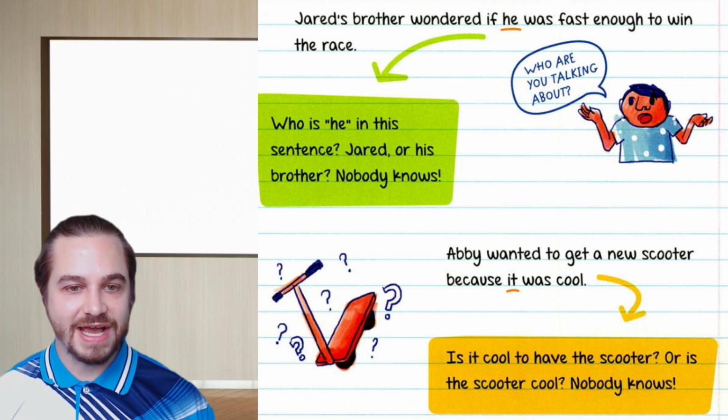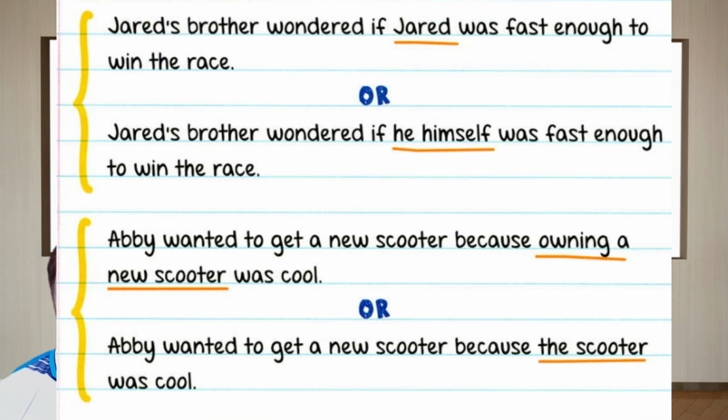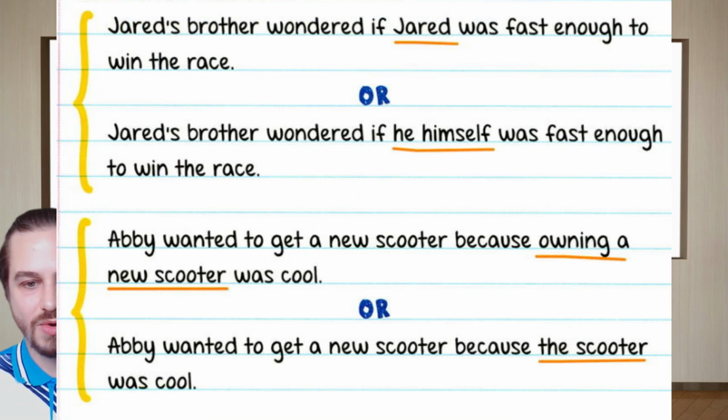To clarify it, we might say, Jared's brother wondered if Jared was fast enough to win the race. Or Jared's brother wondered if he himself was fast enough to win the race. And for Abby, Abby wanted to get a new scooter because owning a new scooter was cool. Or Abby wanted to get a new scooter because the scooter was cool.